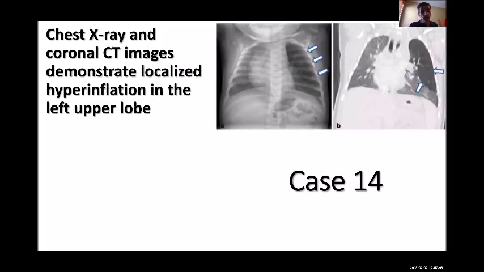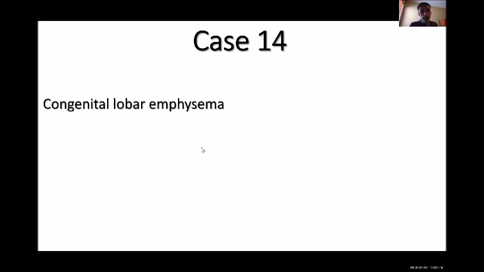Chest X-ray and coronary CT scan demonstrate localized hyperinflation of the left upper lobe. And this is congenital lobar emphysema. This is definitely not CPAM. CPAM looks completely different from that.